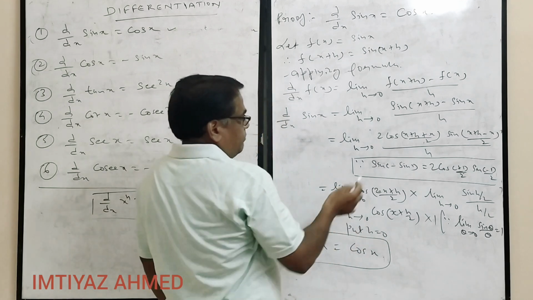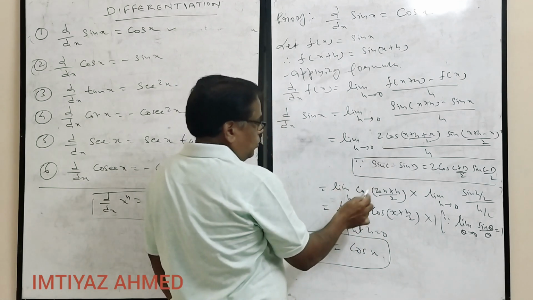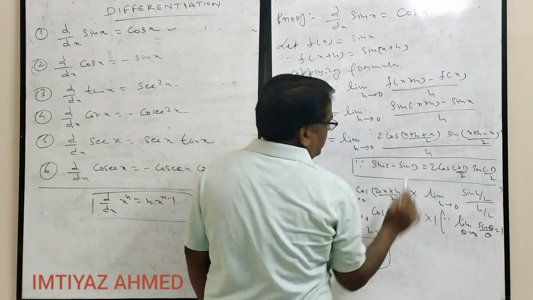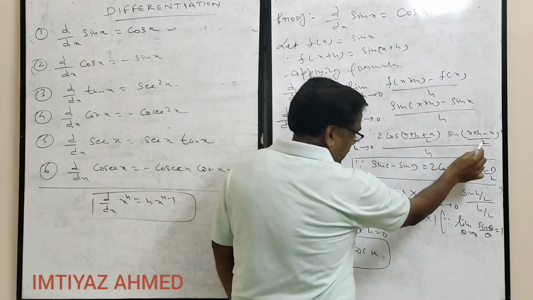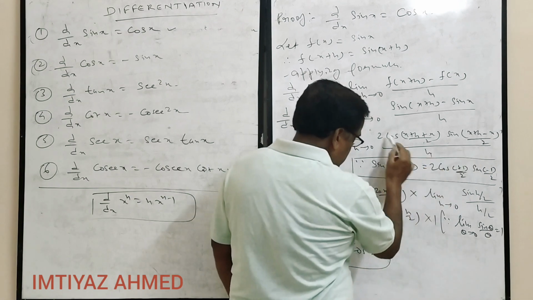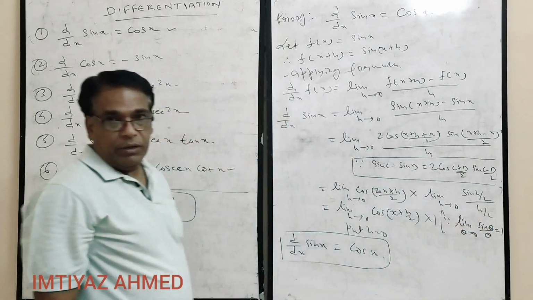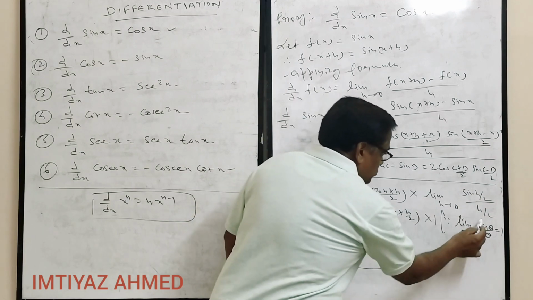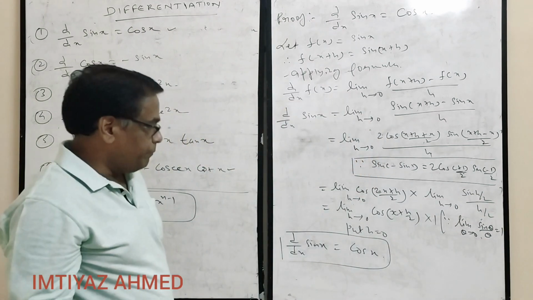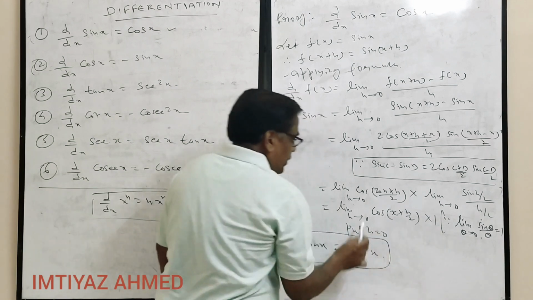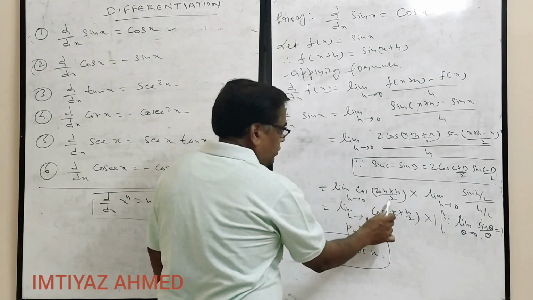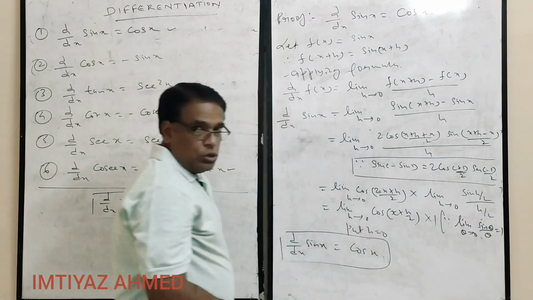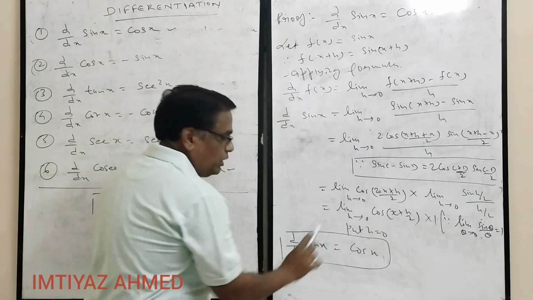So again I am taking this separately: limit h tends to 0 cos((2x plus h) by 2) into, again I have separated this limit, limit h tends to 0 sin(h by 2) is remaining, and this h and this 2 is taken in the denominator, to make this formula as limit theta tends to 0, sin theta by theta is equal to 1. So this becomes 1 and this function remains (2x plus h) by 2, that is x plus h by 2. Substitute h is equal to 0, so we get d/dx of sin x to be cos x.